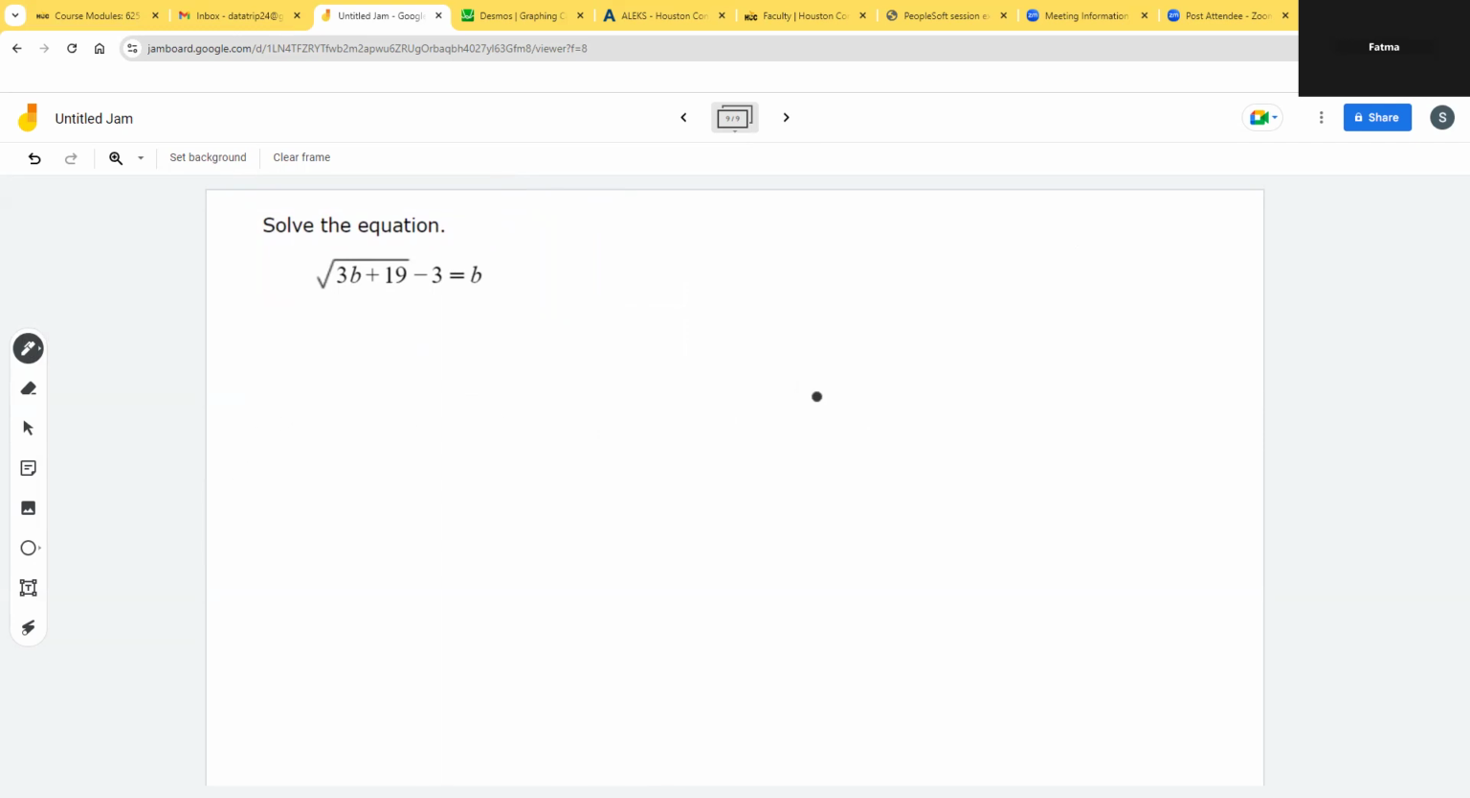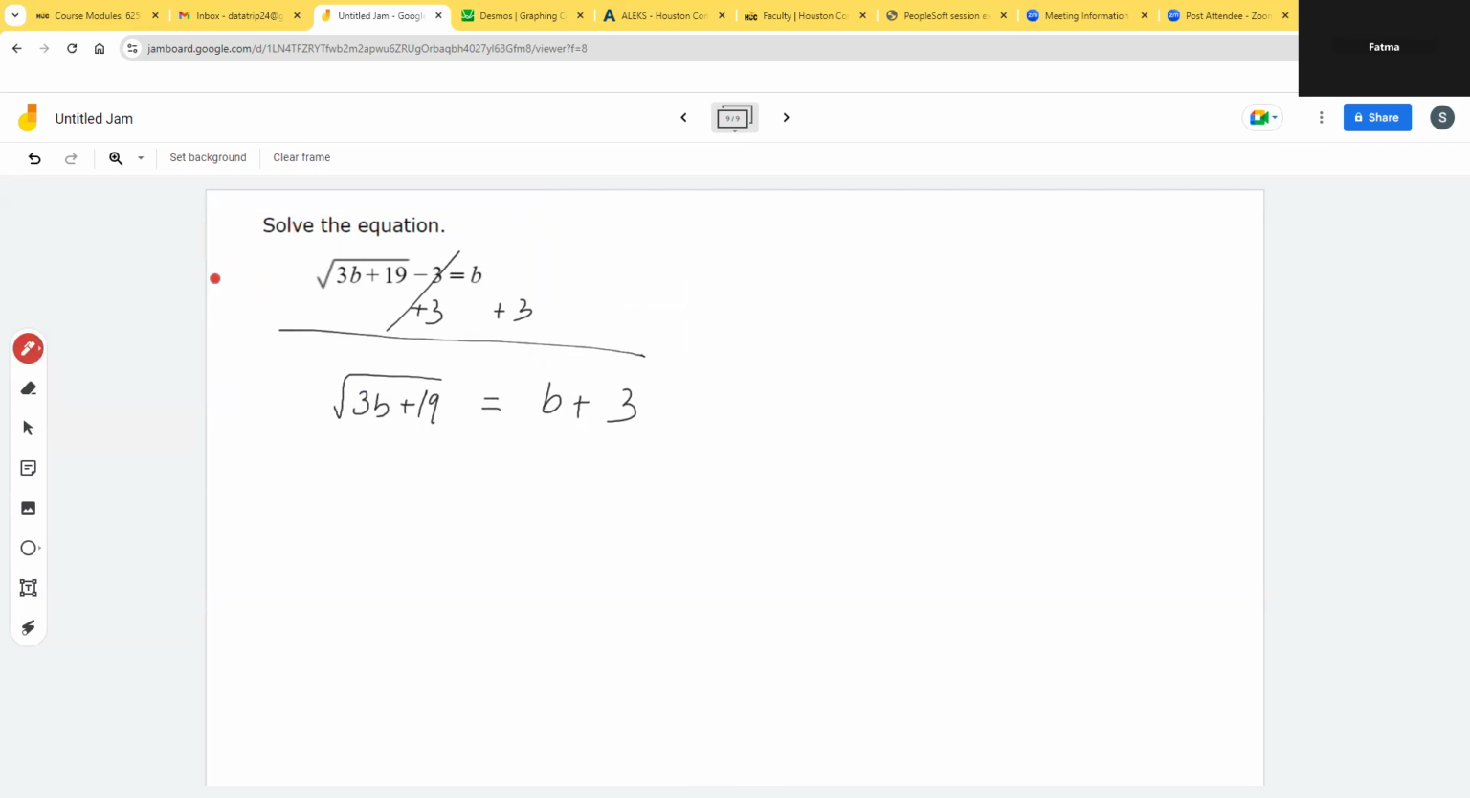What's the first question I need to ask? Is it isolated? What's your answer? Who is extra here? How can I move him? Add 3 on both sides. So the negative 3 and positive 3 will cancel out, and we just isolated our radical. So we got radical 3b plus 19 is equal to b plus 3. That's what I'm seeing on the right side, b plus 3.